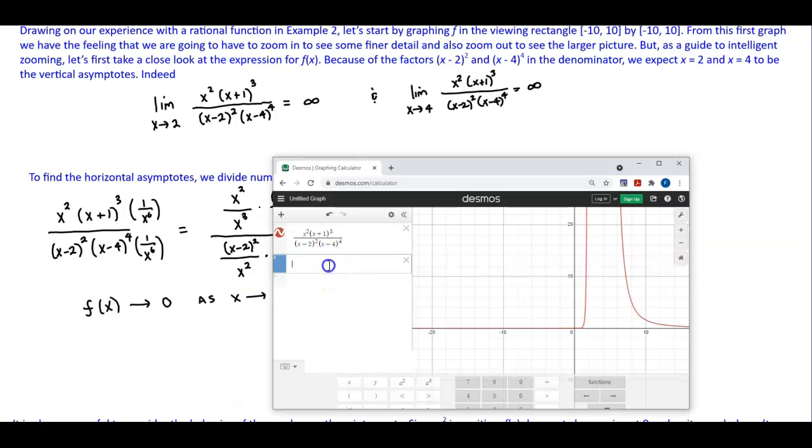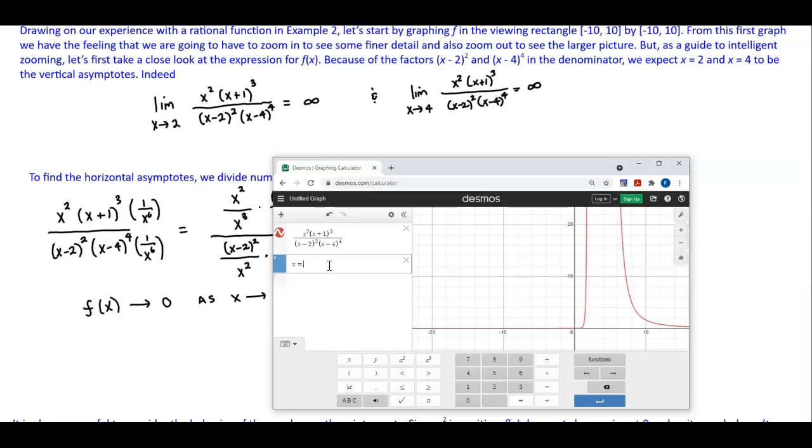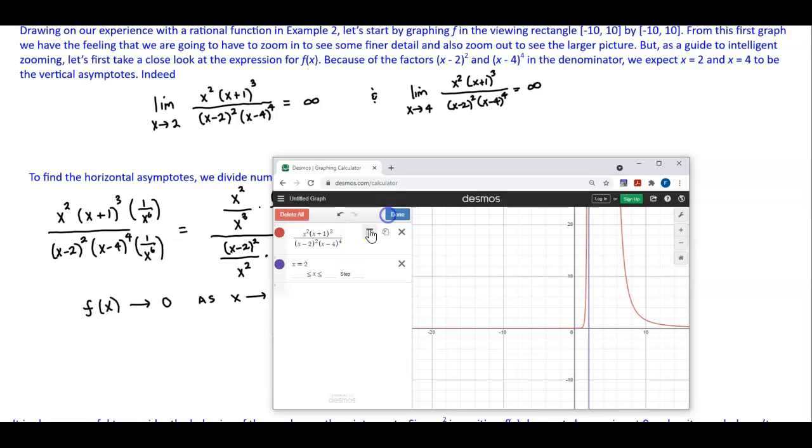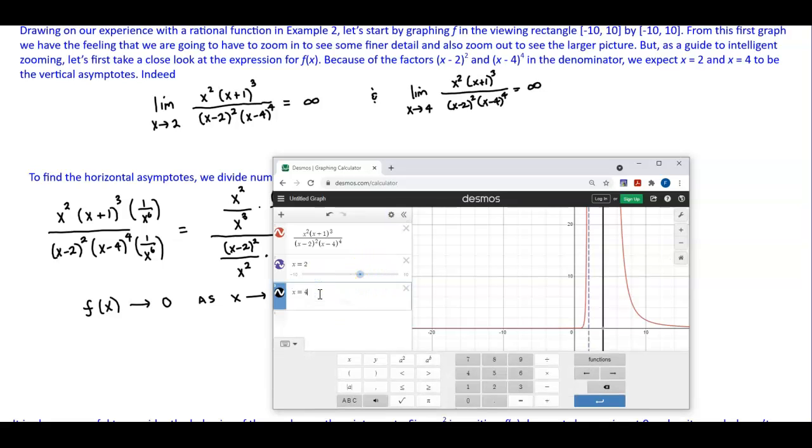So now let's graph this with the vertical asymptotes. We know that one of our asymptotes is x is equal to 2. So we're going to make that one of our vertical asymptotes. And then we have another one at x is equal to 4.